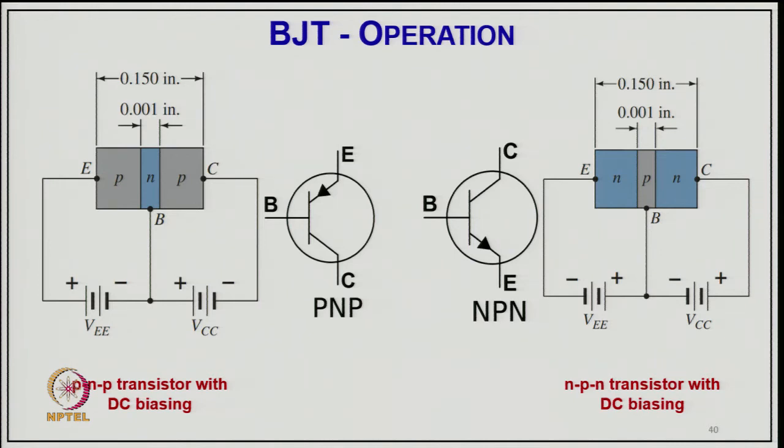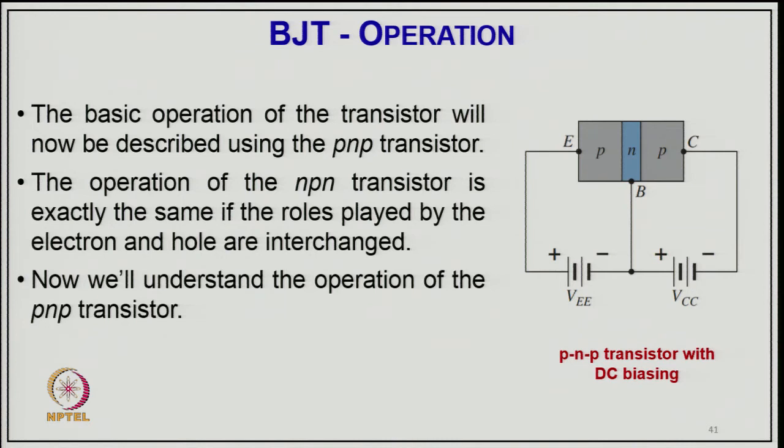So, here again we have typically an NPN, and here you can see it is also a forward bias, with the negative connected to N, and this is the reverse bias, where positive voltage is connected to the N, and of course, the base is typically P. So, it is called typically an NPN with DC biasing. So, the basic operation of the transistor will now be described using the PNP transistor. Of course, you can discuss with either one of the two, but this is just to explain the operation. The NPN transistor is exactly the same if the roles played by the electron and hole are interchanged, and now we will understand the operation of the PNP transistor.